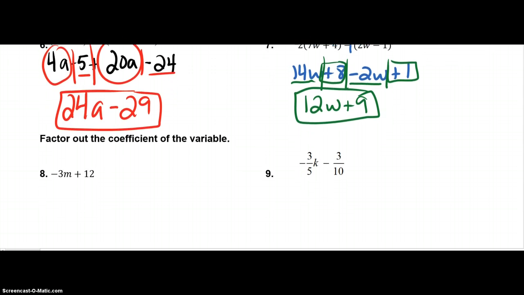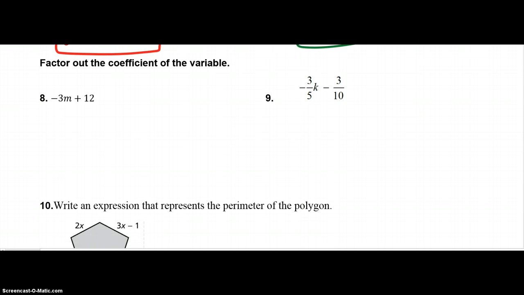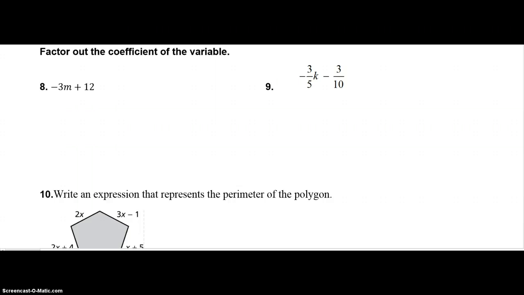So let's go on down to 8 and 9. It says factor out the coefficient of the variable. So if we don't remember what coefficient is, we can look it up. That is actually the number that is in front of our variable. So number 8, that's going to be a negative 3. So I'm factoring out that negative 3.